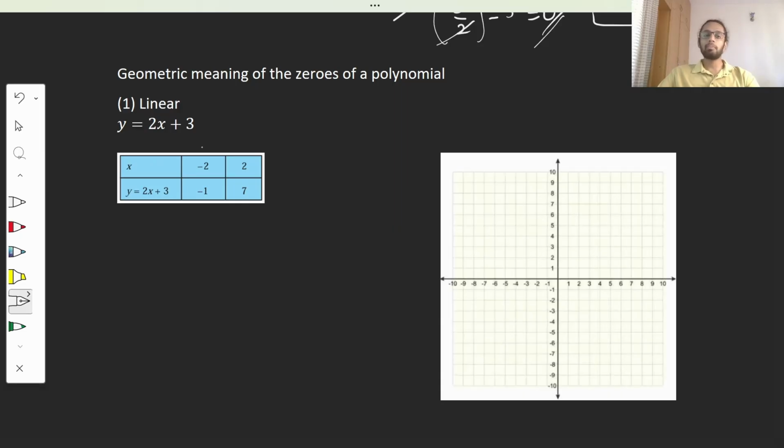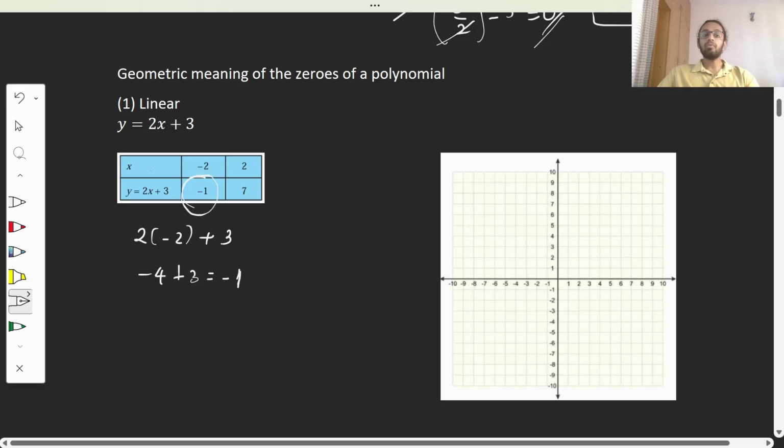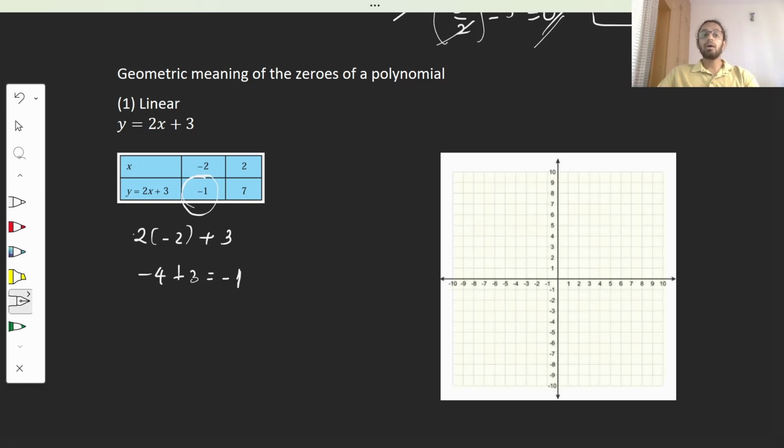So some examples are when we take the value of x as −2 as given in the tabular form, we will be getting the answer as −1, as you can see here. That is written here in the tabular form. So now when I give the value of x as −2, it's coming as −1. Likewise, when I give the value of x as 2, then I'm getting 7, which is also written over here.